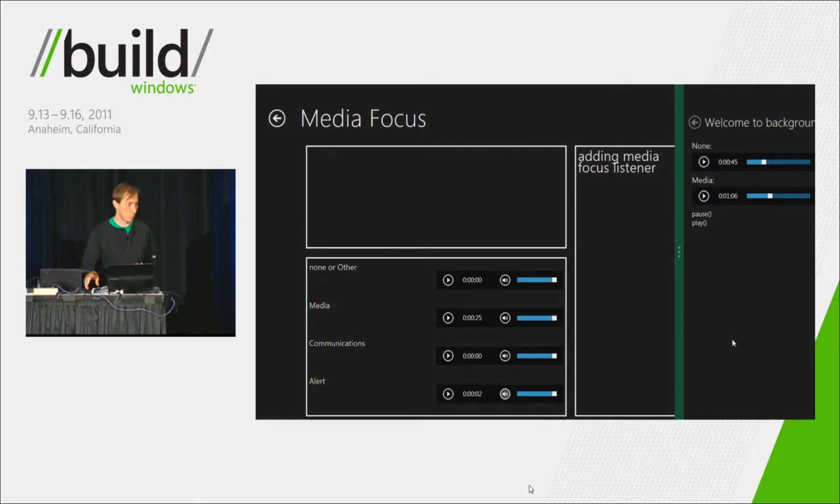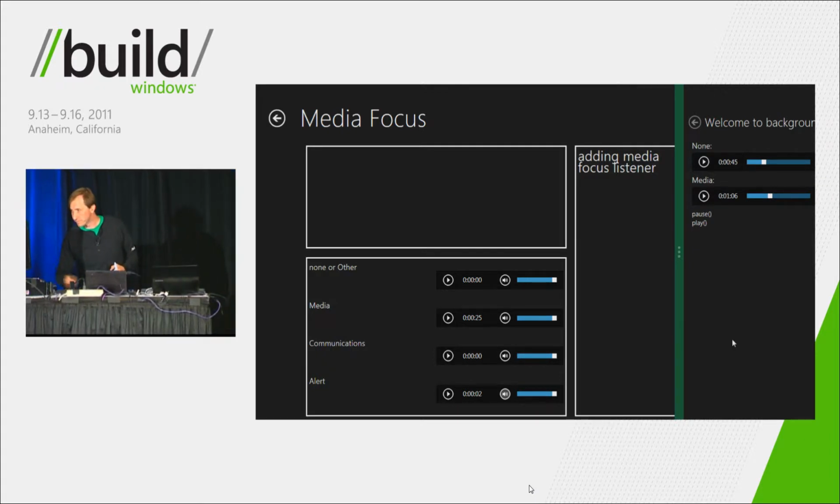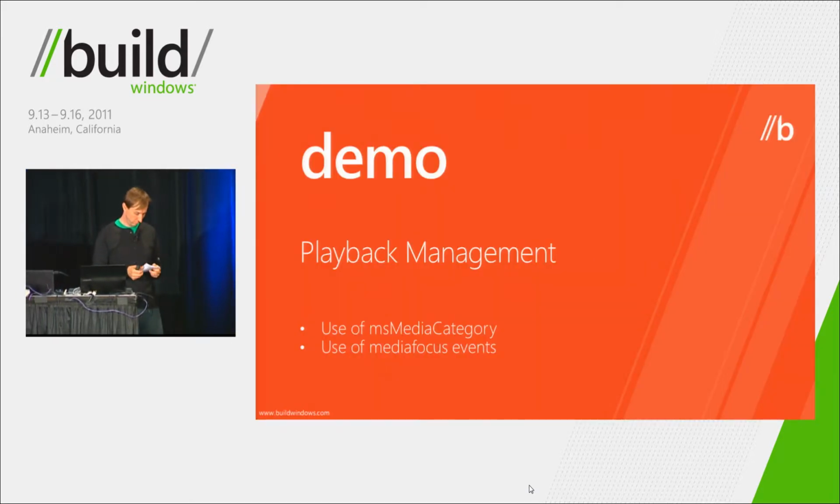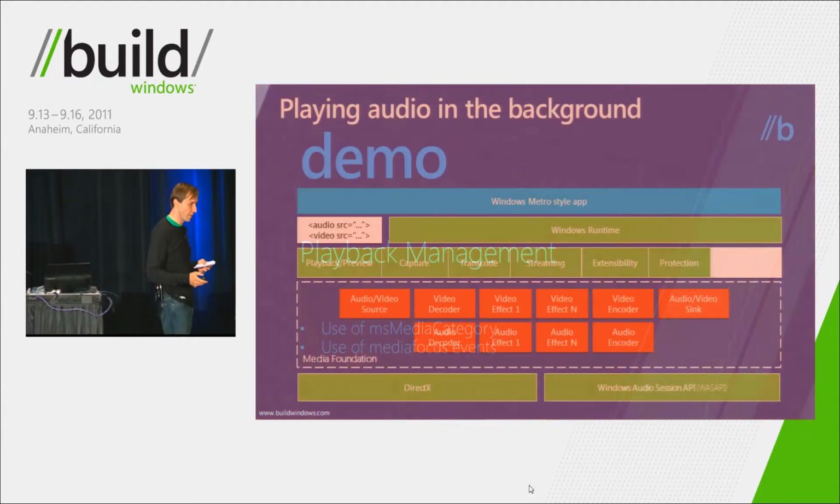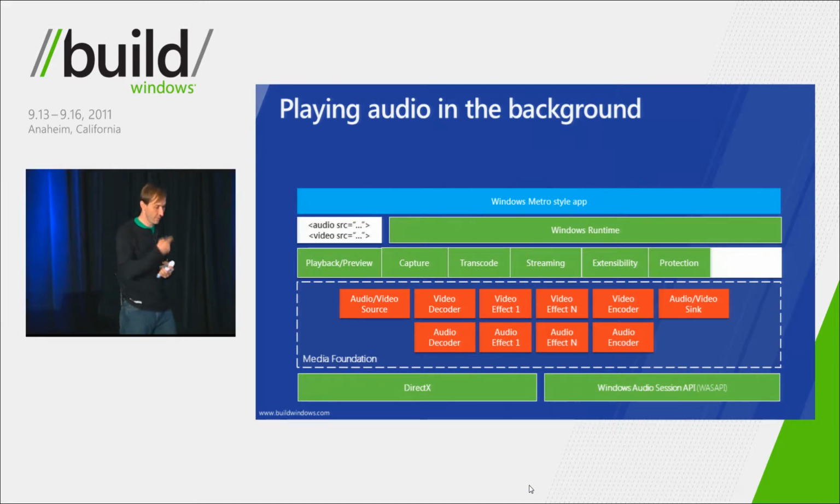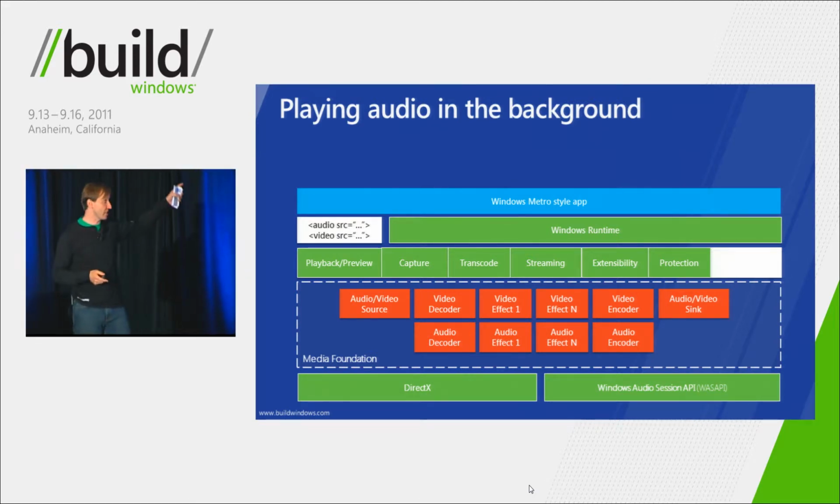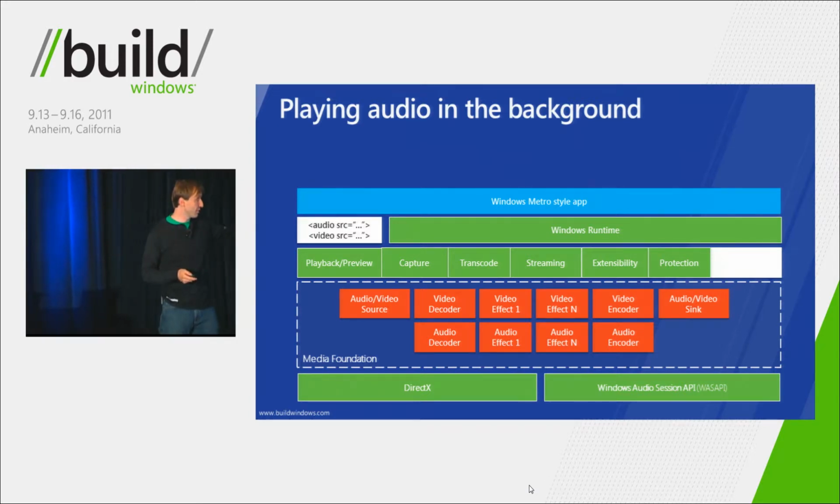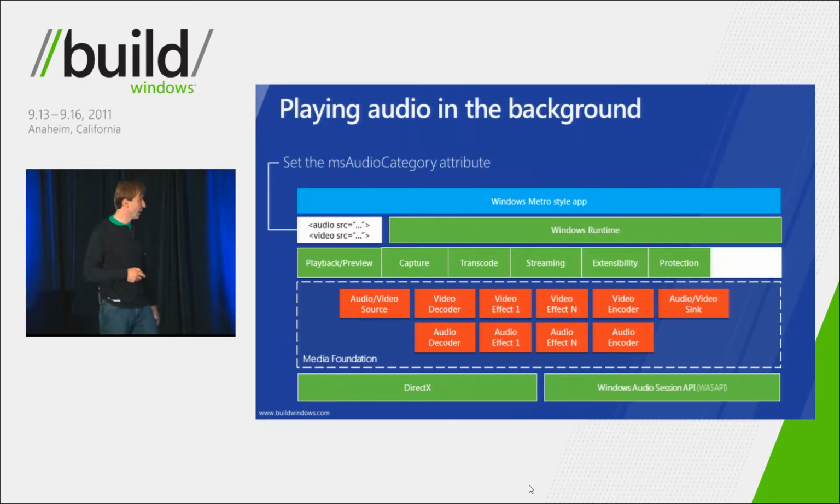So how does this work in code? First of all, what are the touch points in the architecture that I've already shown you, the touch points that have to do with playback in the background? First of all, we have the MS Audio category attribute. That's one of those attributes that are not available in the browser. They're prefaced with MS, and they're only available to you as you develop MetroStyle apps.